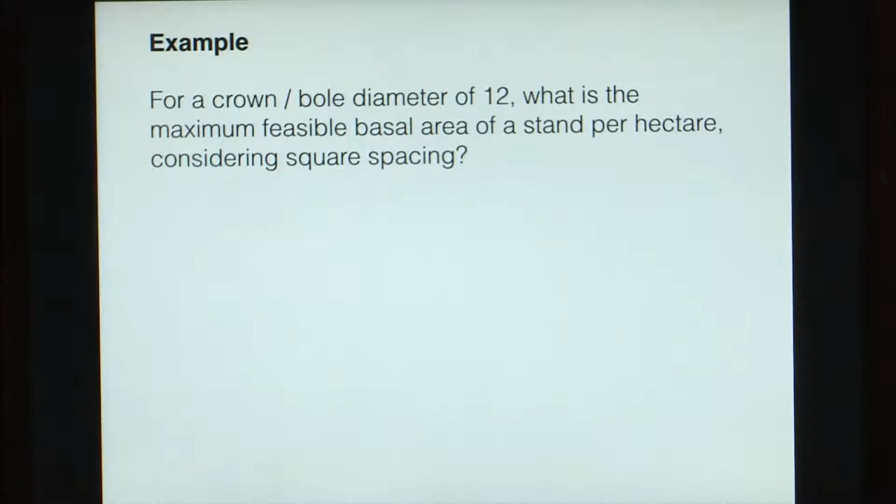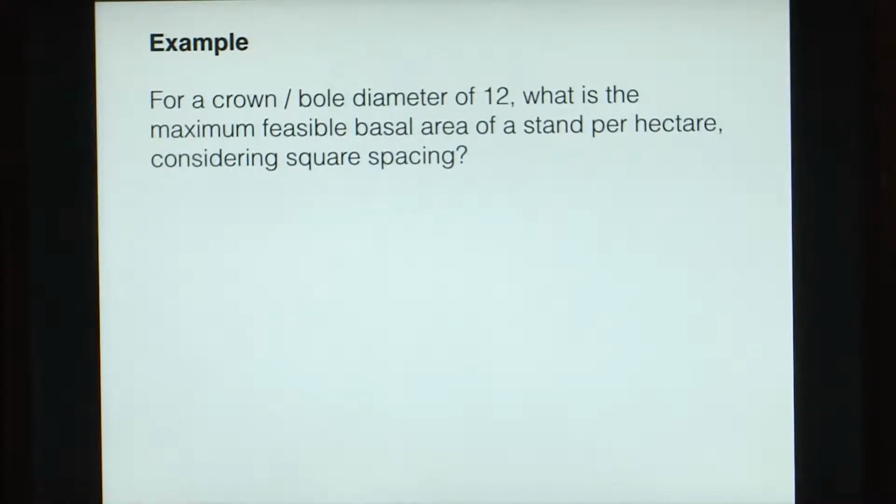Now, basal area of a stand per hectare is when you take any sample plot in your forest stand and you measure the basal areas of all the trees in your sample plot, then you sum them up and divide it by the area of the sample plot. This gives you the basal area of the stand per hectare. So, for the given crown over bole diameter of 12, what is the maximum feasible basal area of a stand per hectare considering square spacing?